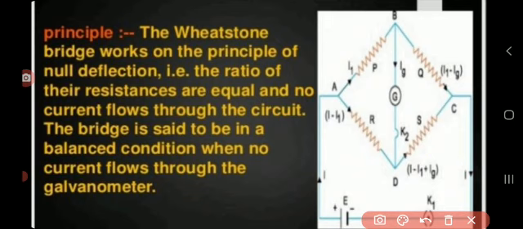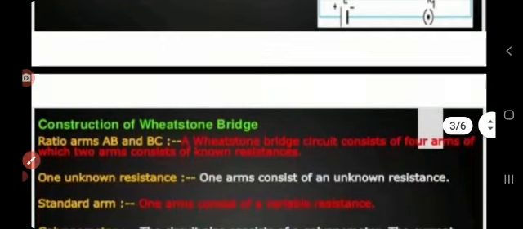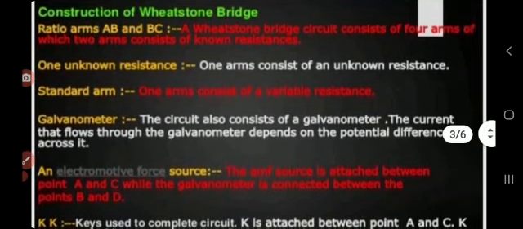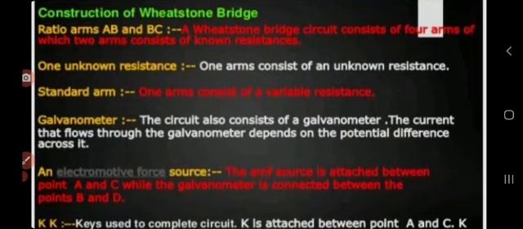Now, construction of the bridge. Ratio arms AB and BC, these two are called ratio arms. This Wheatstone bridge circuit consists of four arms, of which two arms consist of known resistance, and these arms are considered as the ratio arms. And one arm consists of unknown resistance, and we have to find it out.